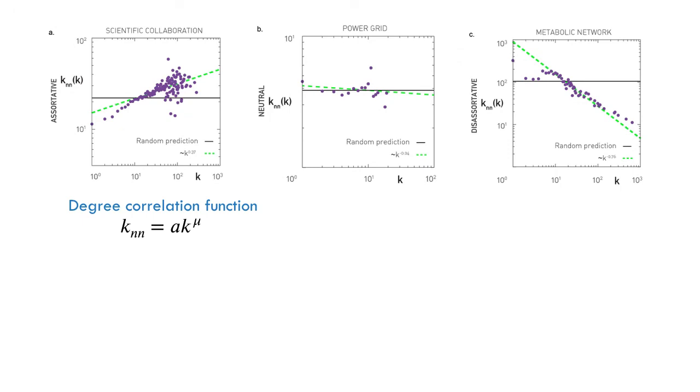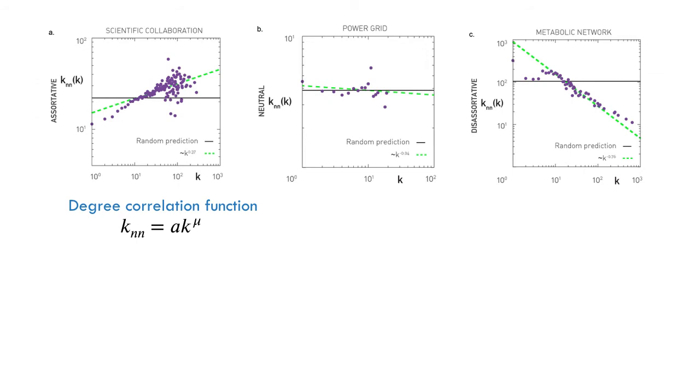So we can easily classify whether a network is assortative, neutral, or disassortative by examining the degree correlation function. This is the expression that's used to create a regression through our scatter plot, and it's calculated as k_nn equals alpha times k raised to mu. Mu represents the correlation exponent, and this is what we're really interested in because the correlation exponent allows us to classify which type of network we're looking at.